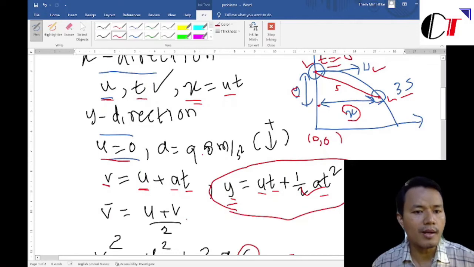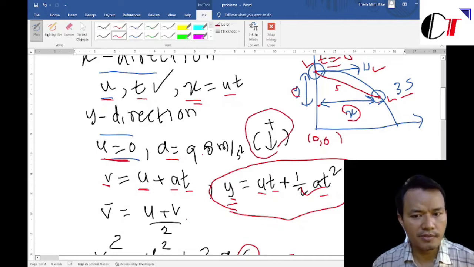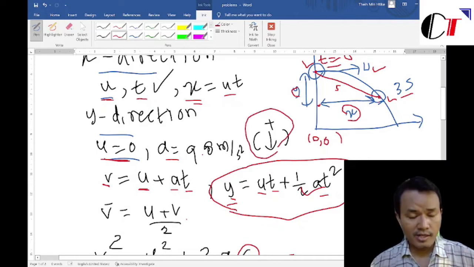And now let's look at the y direction. In the y direction, the initial velocity is 0 because it's projected horizontally, and the acceleration is just equal to g, and g is vertically downwards. And for the sign convention, if we take vertically downward as positive, our acceleration is positive as well, so 9.8 meters per second squared.